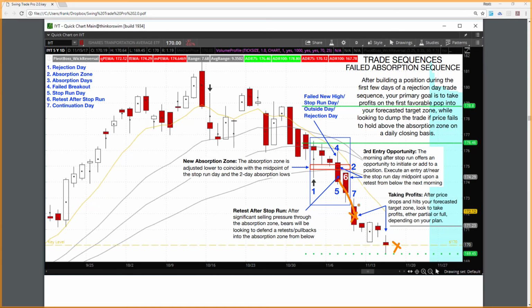So a great move here. And again, you can see how powerful this was. Just think, if this rejection day had worked out, how high could this have popped?